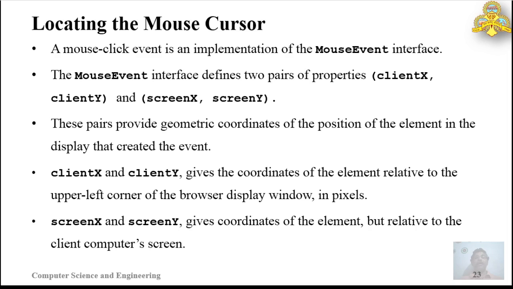Now I will go for locating the mouse cursor. Whenever I click the mouse, it triggers an event which is an instance of the MouseEvent interface. The MouseEvent interface provides 2 pairs of properties: clientX, clientY, and screenX, screenY. These 2 pairs provide information about the geometric coordinates of the position of the element where the event is generated. That means on which location or at which point the mouse is clicked.